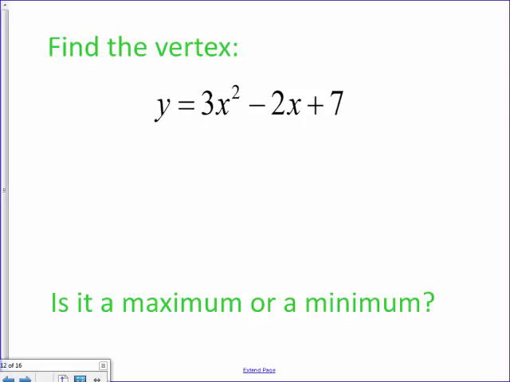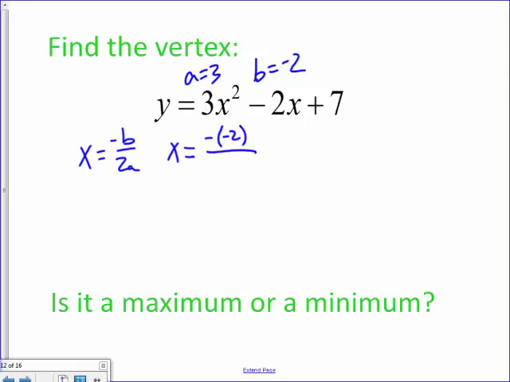So let's do that with one of these guys here. So let's just find the vertex. Well, we just proved that we can just take negative b over 2a. Well, what's your b here? That would be negative 2. And what's your a? That would be 3. So all I've got to do is take negative 2 over 2 times 3, which we'd get 2 over 6, which is really 1/3. So the x value of my vertex is 1/3.